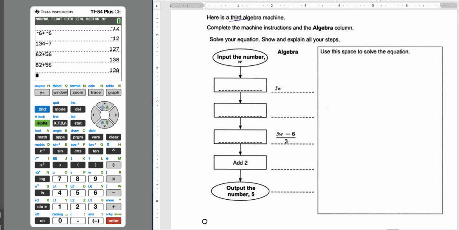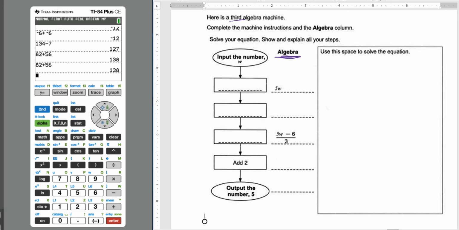So just like in class discussion 2, here is a third algebra machine. Complete the machine instructions and the algebra column. This time some of this is missing here, as well as what we're doing to each expression. Solve your equation, show and explain all your steps.